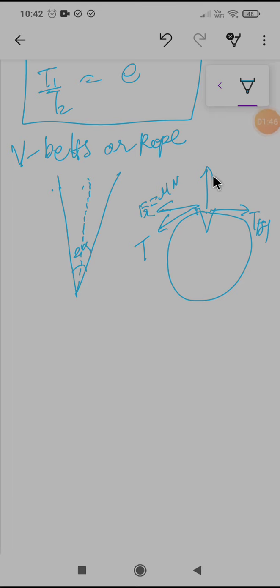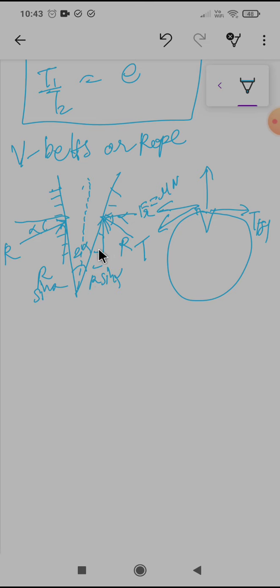To calculate the normal force here, let's see this diagram. Suppose this is the V belt. Here the normal force will act perpendicular to the surface on both sides. So suppose this is the normal force R on both sides. It is creating an angle equal to alpha on both sides. So this is the alpha angle. Now, on the vertical side, the R sine alpha force will act, as here there will be R cos alpha, so here it will be R sine alpha. Similarly, here also the R sine alpha force will act.